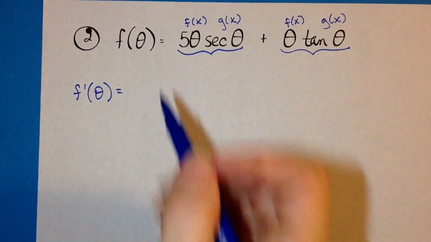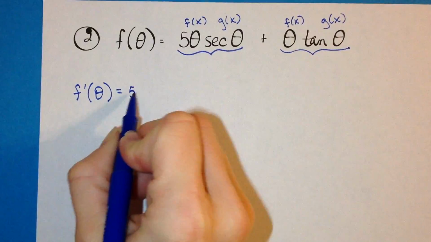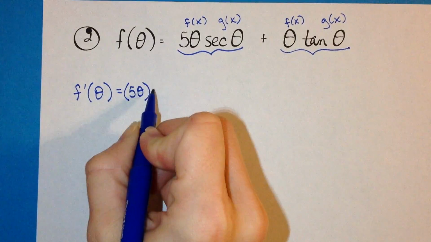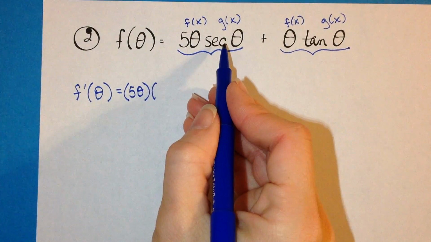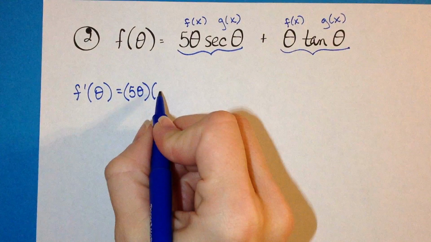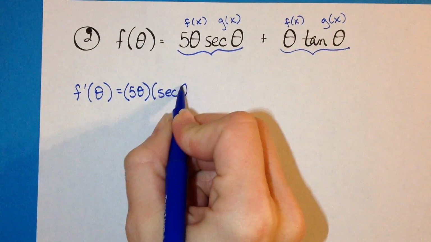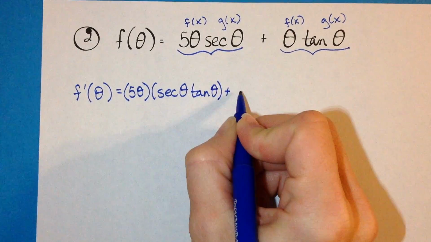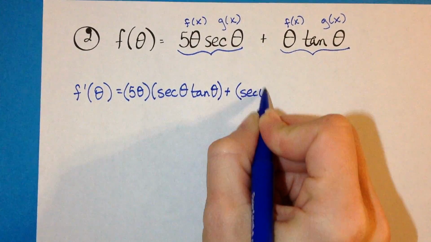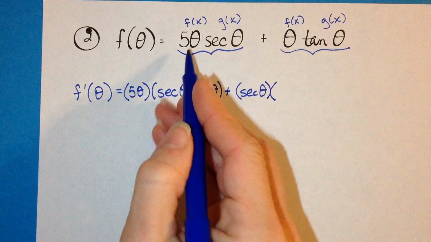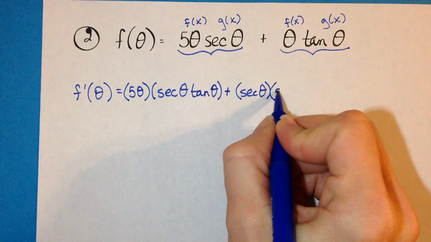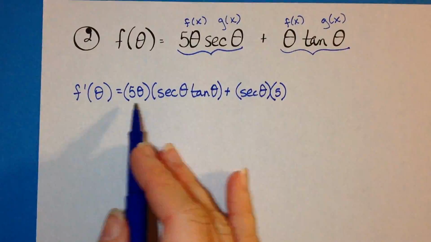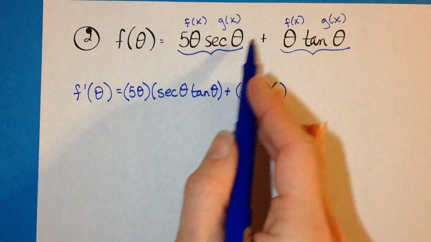Okay, now product rule was first function times the derivative of the second. So the derivative of secant is secant times tangent plus second function times the derivative of the first. So the derivative of 5 theta would be 5. So all of this is just this first term.